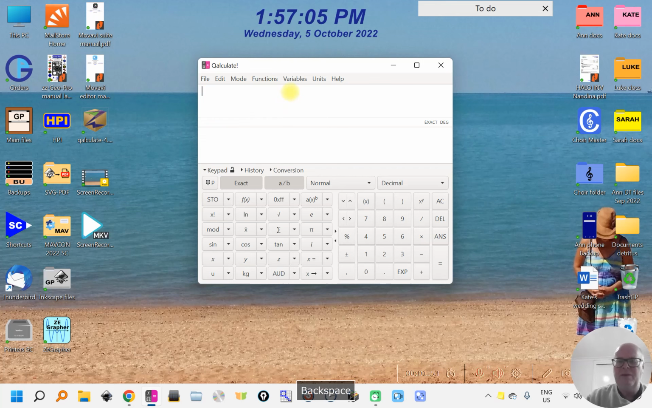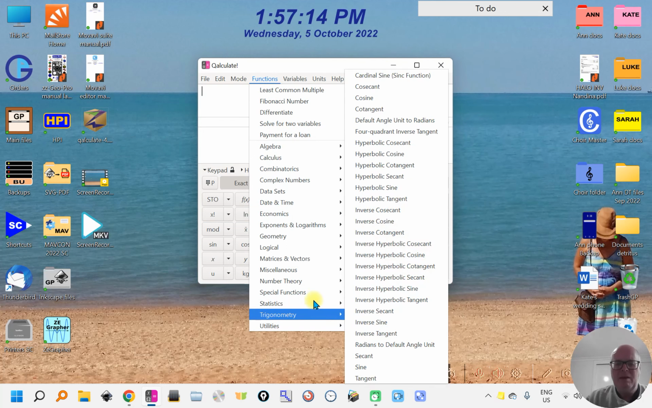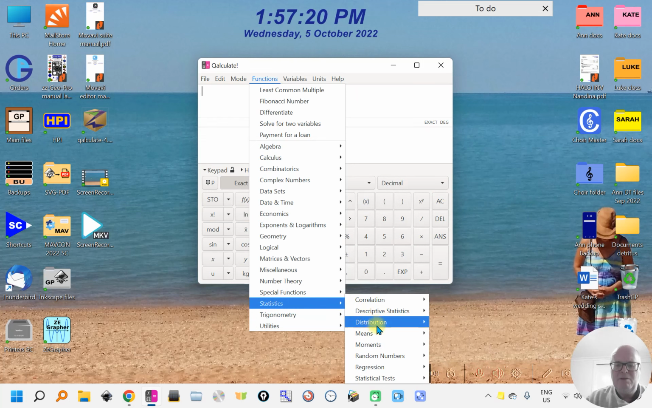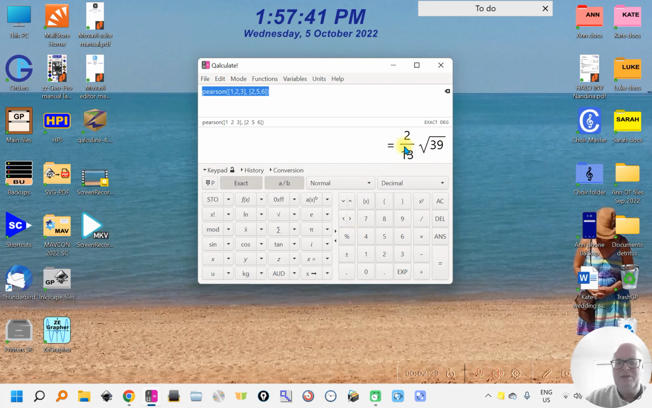Have a look at a few other options. Under functions, to statistics, sometimes it gets a bit stuck. Click on statistics and you can do correlation, say Pearson's correlation coefficient. And if you want to put in some data, the two lists, just put in 1, 2, 3 and 2, 5, 6. That's pretty high correlation. Calculate. Now there's the exact form. If I wanted it not exact, I could get a decimal like that. That's a very powerful program.